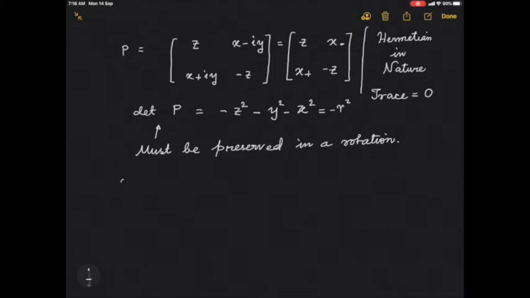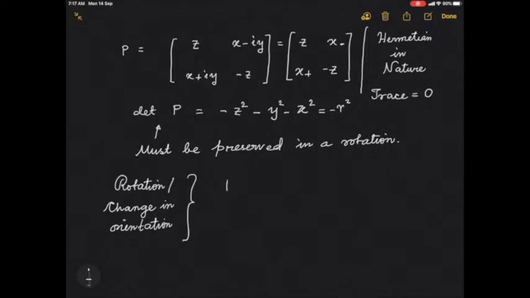So how do you represent the rotation? The rotation, or the change in orientation of a rigid body obviously, is P going to P prime, which is a change. That in terms of P is now not as simple as it was before. It is now Q P Q dagger.